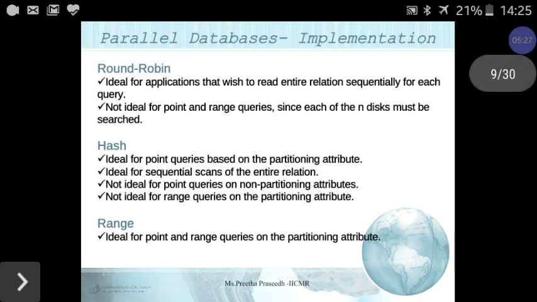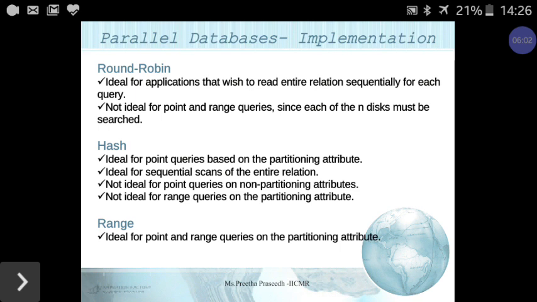Next are the advantages and drawbacks. Round robin is ideal for relations when we have to scan the entire relation, and round robin is not good for point queries. Point queries are queries like select star from employee where department equal to HR. For queries like that, round robin is not good, because the data is partitioned across every disk available. So when point queries come, we again need to scan the entire relation. So it is not good for point queries.